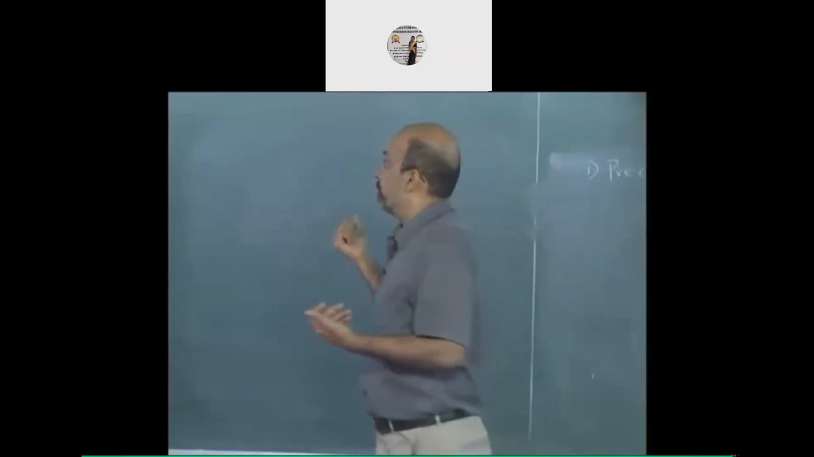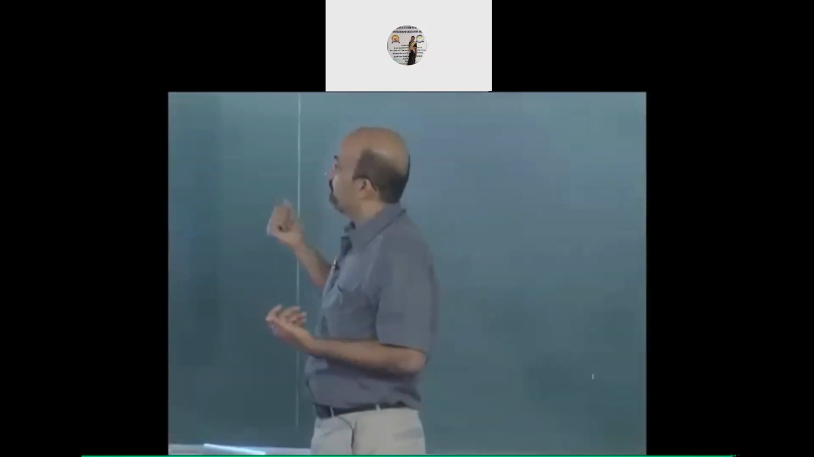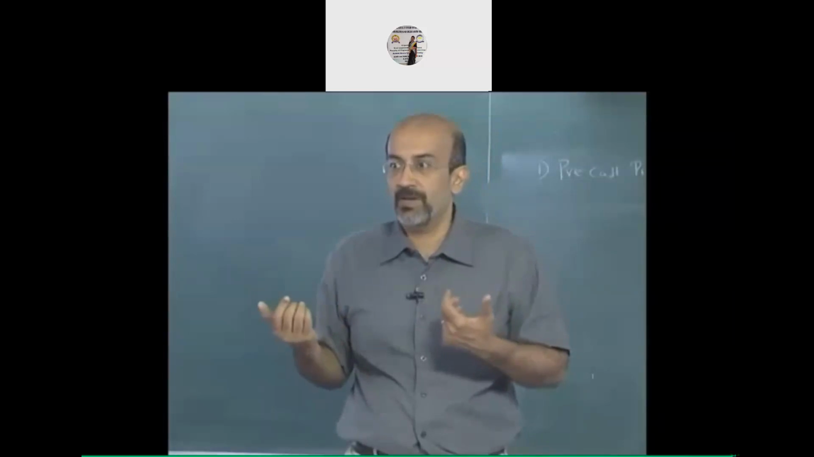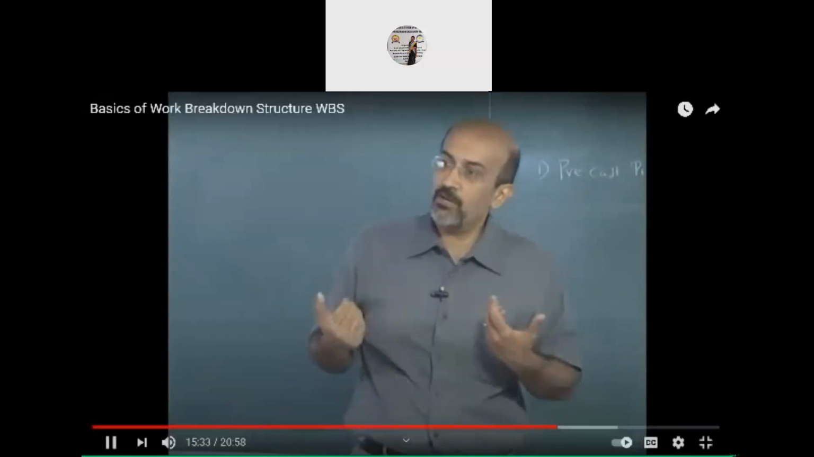Coming back to this issue of detail. Remember, we talked about schedule levels: level 1, level 2, level 3, level 4, level 5. So the detail you go into also depends on the level of the schedule you're working on. And sometimes, when you are at the beginning and in the higher levels, there's no meaning in going into too much detail.